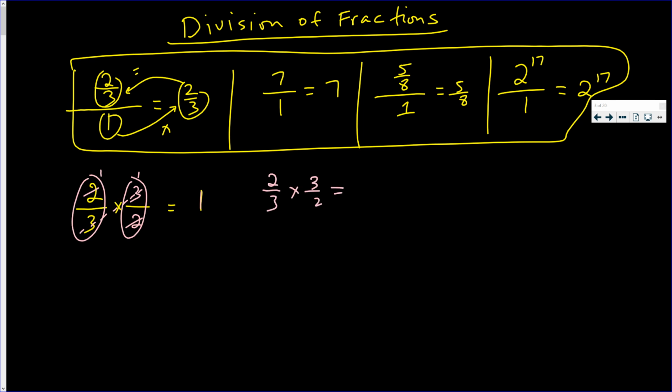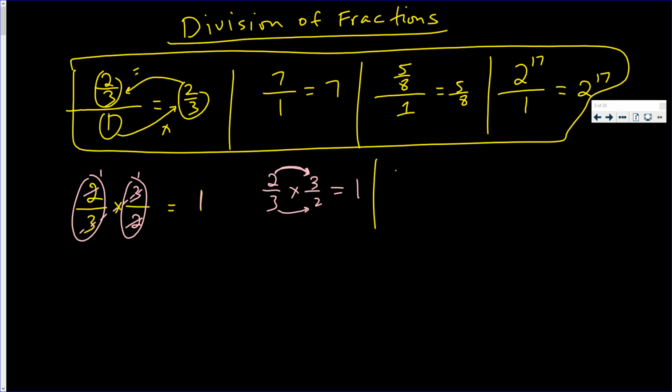Now, I'm not saying you don't know what 2 times 3 is, but let's suppose they were bigger numbers. Whatever 2 times 3 is, it's the same as 3 times 2. And if the numerator and the denominator are the same, you get 1.